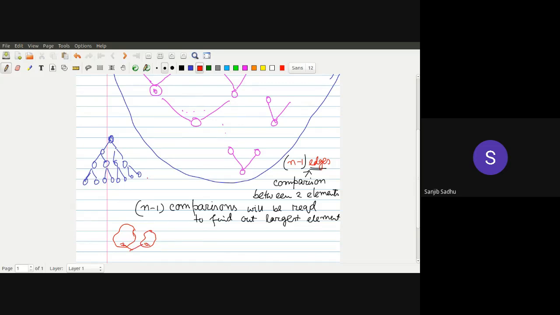So that means the lower bound to find out the largest element will be this. It will take at least, so you see, I am using big omega, big omega n time. That means this is the lower bound. Nobody can improve on this. Is it clear?